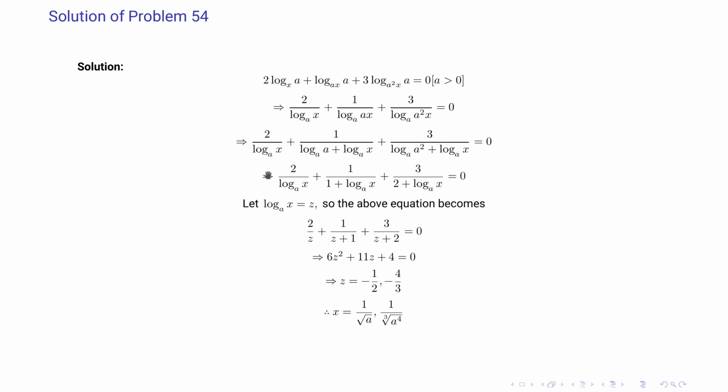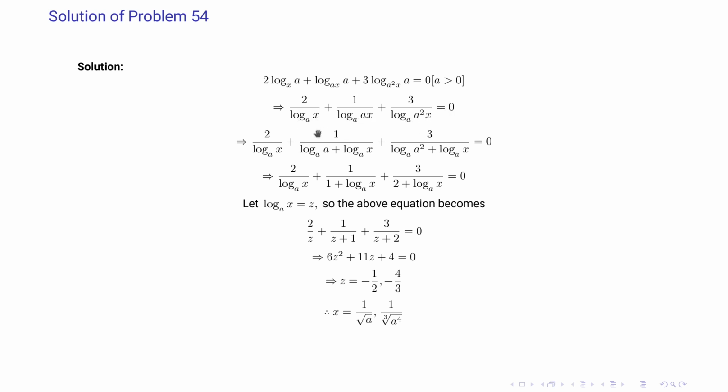Problem 55 says solve 2 multiplied with log of a with base x plus log of a with base x plus 3 into log of a with base a squared x, where a is greater than 0. So in this case, we exchange the number and the base, and we bring all these logarithms to the denominator. So it becomes 2 by log of x with base a plus 1 by log of x with base a plus 3 by log of a squared x with base a is equal to 0.